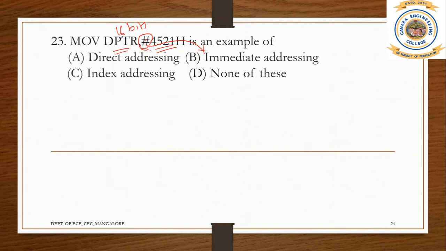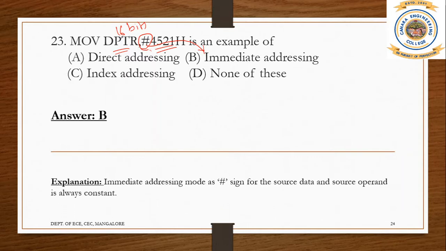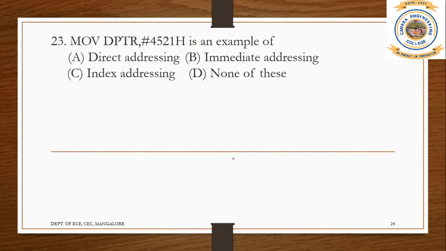So 16 bit content is moved to a 16 bit register. So you have a pound sign here, so immediately, it's immediate addressing mode. So you have to remember that immediate addressing mode is always prefixed with, okay, your source will be prefixed with a pound sign.